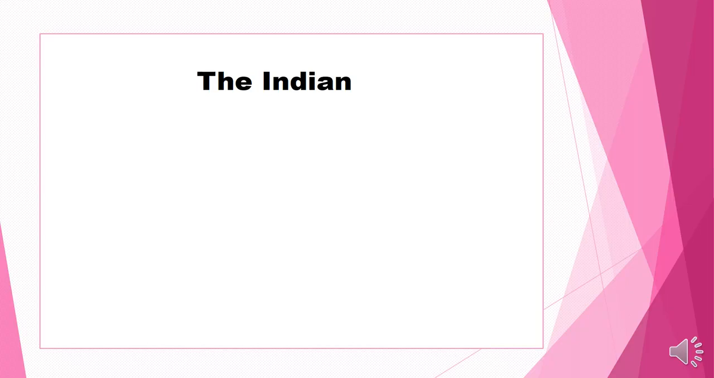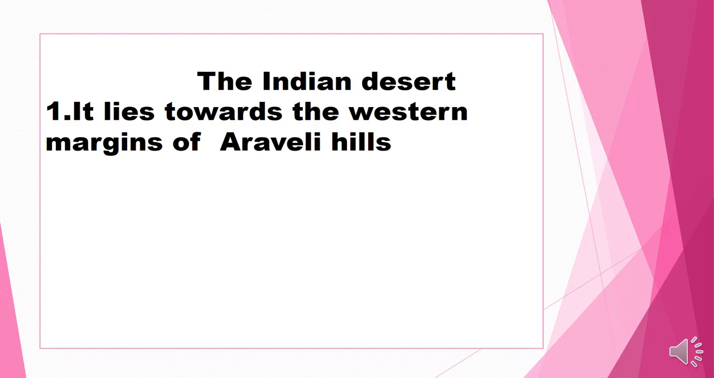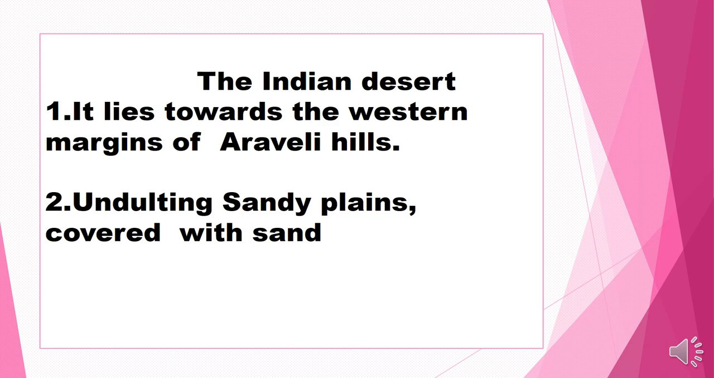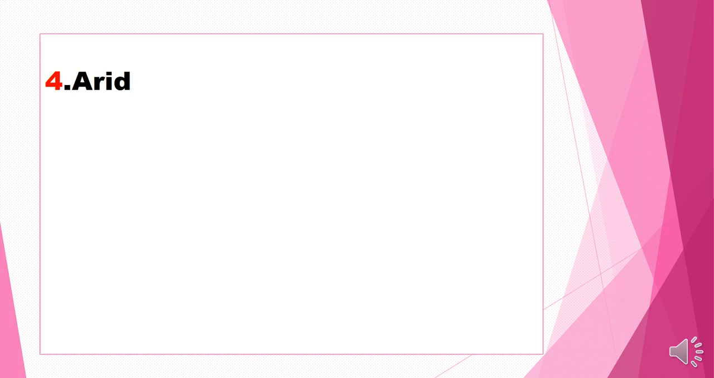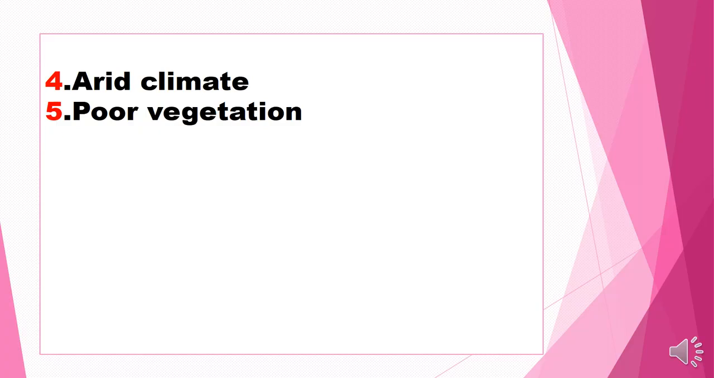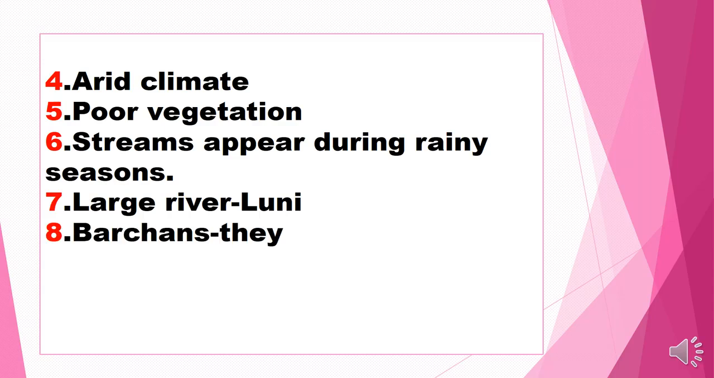Next is the Indian desert. The Indian desert lies toward the western margin of the Aravali Hills, in the western part of the country. It is an undulating sandy plain covered by sand dunes. The Indian desert receives very low rainfall, below 150 millimeters, so this area is very arid and dry. Due to less availability of water, the vegetation is very poor.